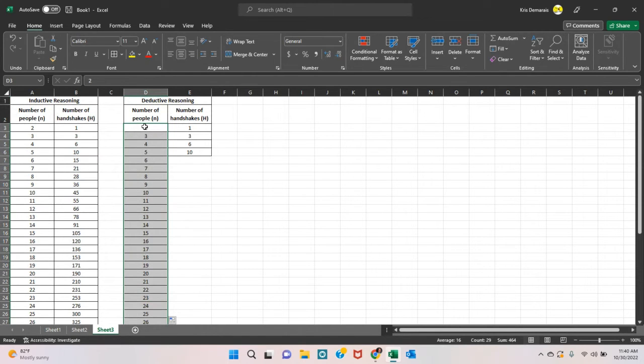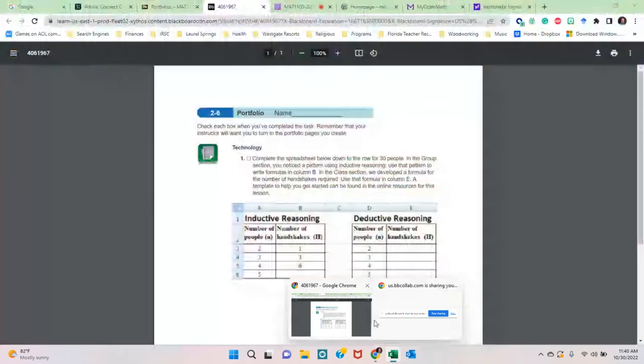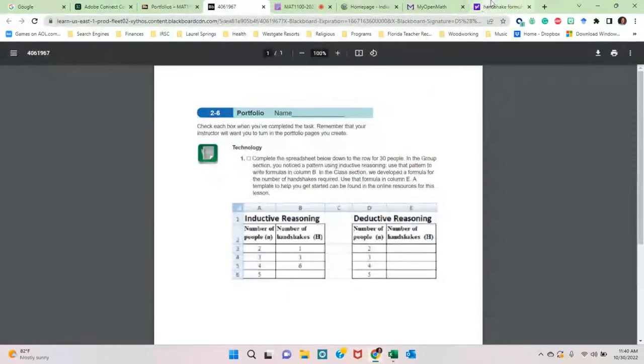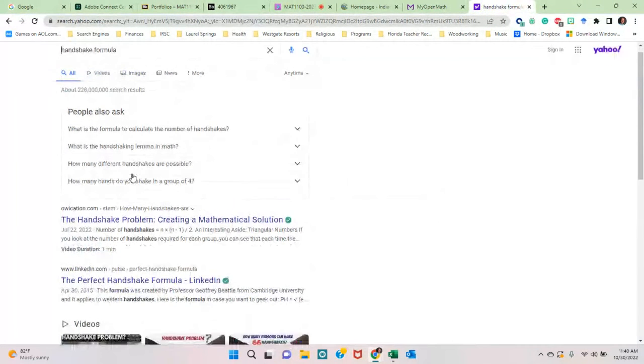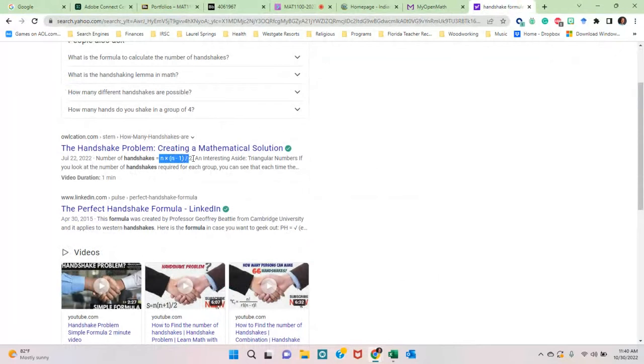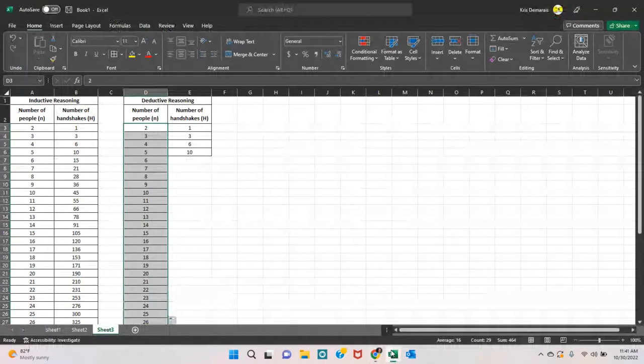And then if we look up how to do a handshake problem, we can go into a problem like this. Just type in handshake formula. We would get this formula right here. Okay. It's n times n minus 1, all divided by 2. So we can find that formula, and then we can go ahead and put that formula in here.